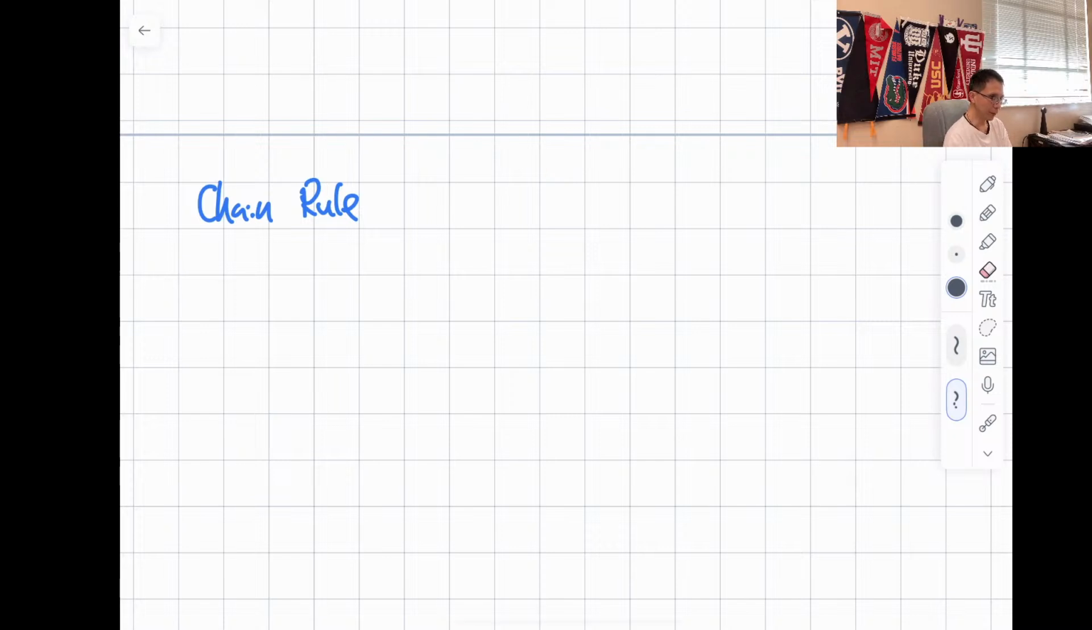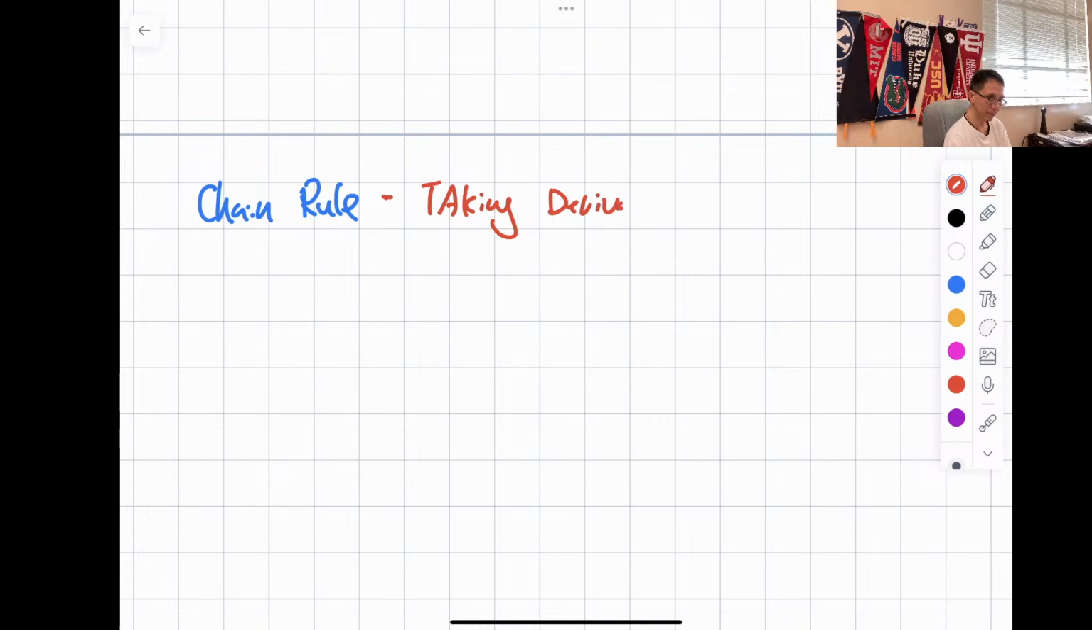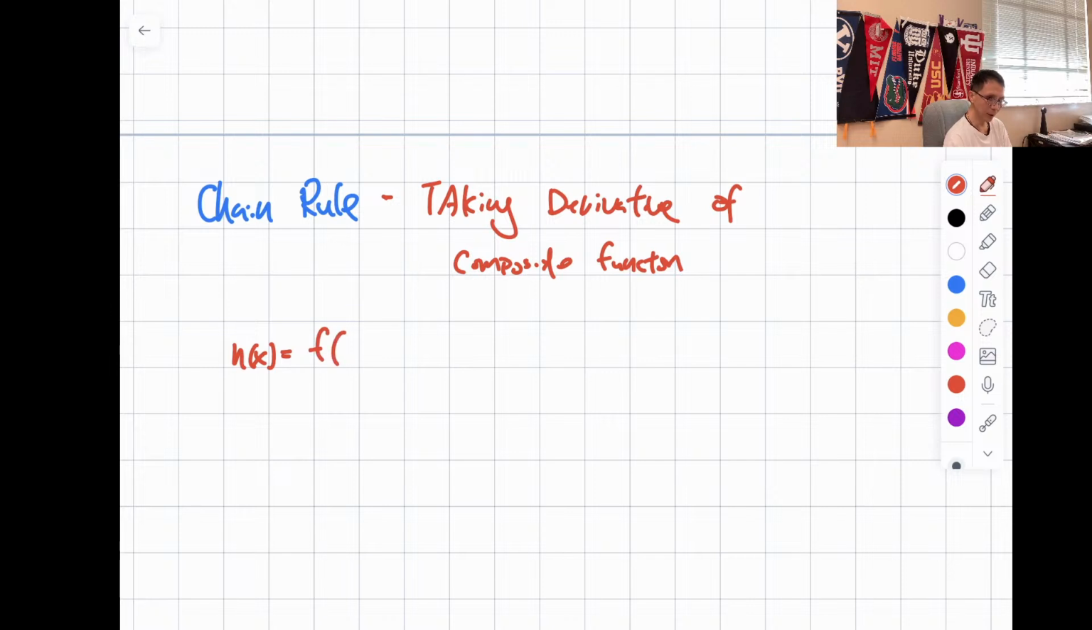The chain rule is used for taking the derivative of a composite function. What is a composite function? Well, it looks like this. H of x equal to f of g of x. Like this.